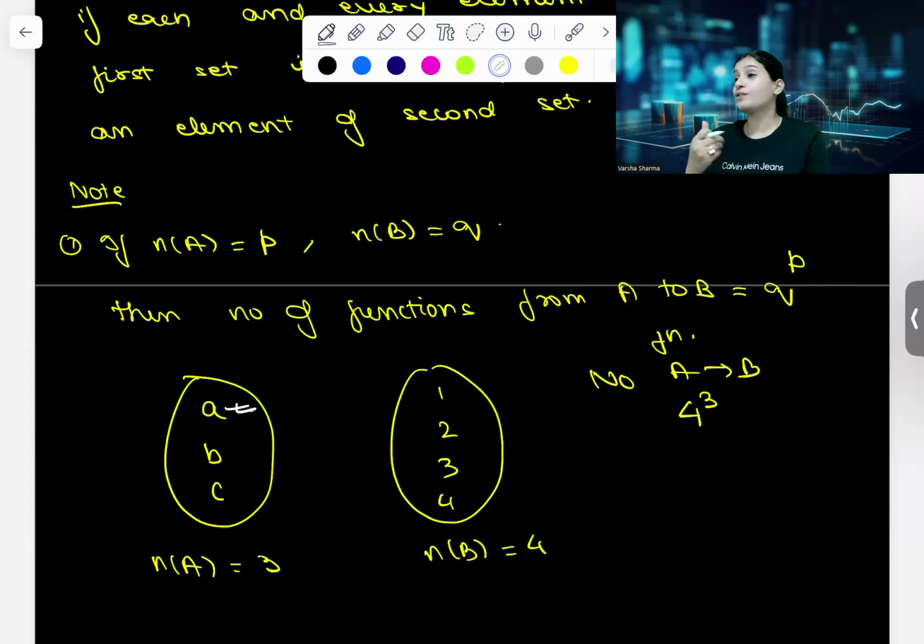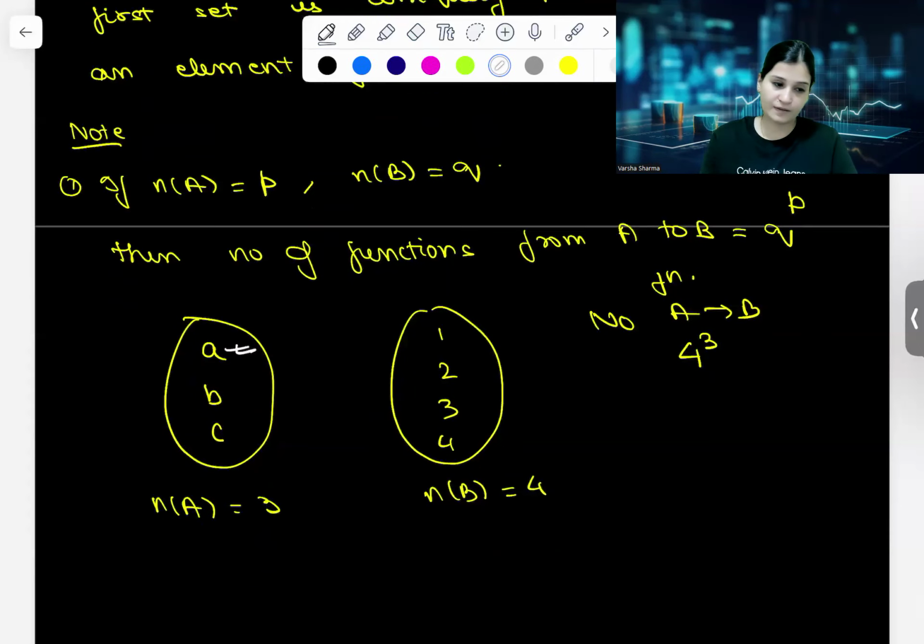If I wanted the number of relations, it would have been 2 to the power pq. If I wanted the number of elements in the product, I would have written p into q. Is it understood? Everybody, yes, ma'am. Please note this down.